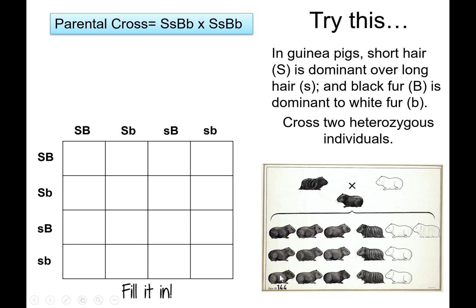You would have 9 of the offspring that phenotypically would show the short hair and the dark fur, 3 with the black fur and the long hair, 3 with the short hair and the white fur, and then 1 with the long and white fur. So if I went ahead and filled this all in, those are the phenotype ratios that I would get.